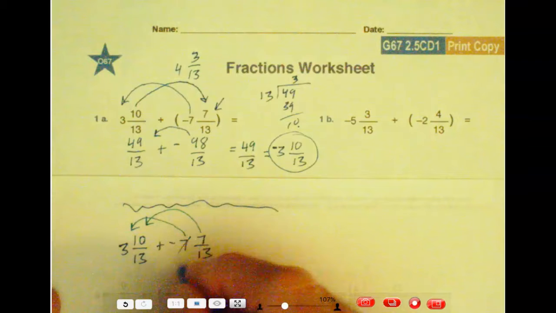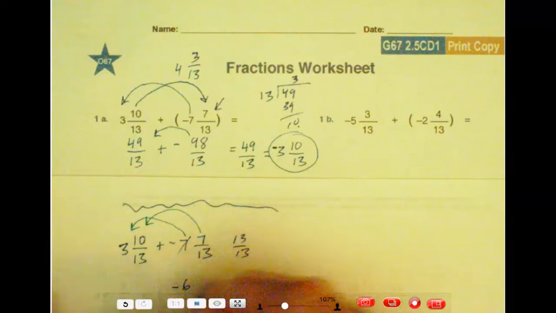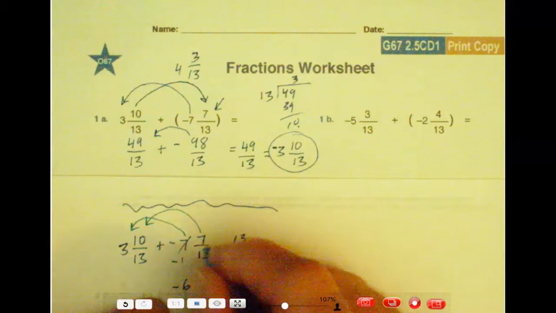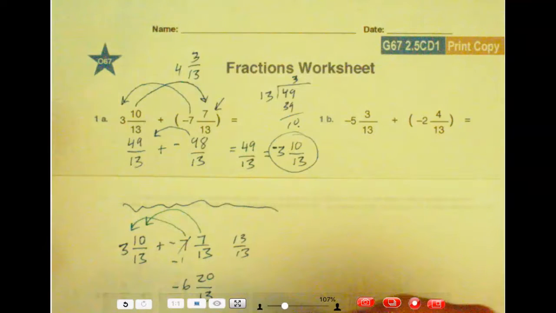I can call this negative 6, and I can take 13/13, which is one whole, because here I subtracted one whole, right? There's 13/13, and I can add it to the top, so I can really call this 6 and 20/13. So I've renamed that. Let me slide this up. So I've renamed it 6 and 20/13. And now 3 and 10/13 minus or plus a negative 6 and 20/13.